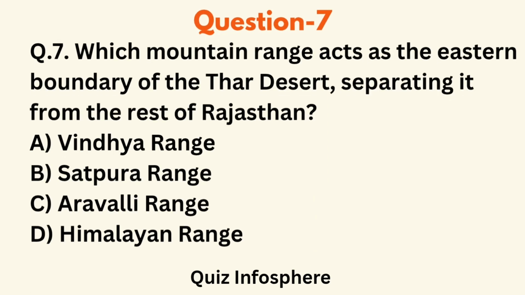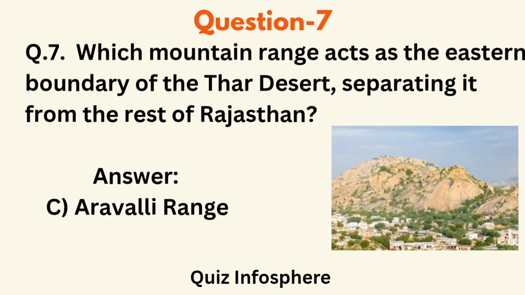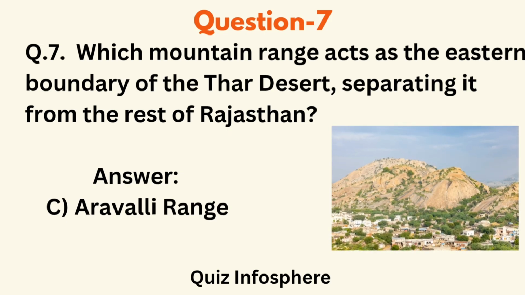Question 7. Which mountain range acts as the eastern boundary of the Thar Desert, separating it from the rest of Rajasthan? Vindhya Range, Satpura Range, Aravalli Range, Himalayan Range. The correct answer is option C, Aravalli Range.